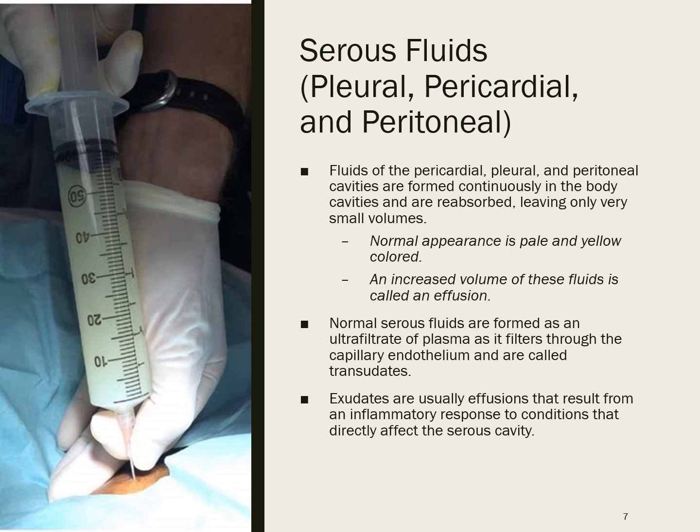So what we do is the physician would draw the fluid off in a sterile environment and submit that fluid to the lab. Typically something like this with a very large needle, sometimes with your peritoneal fluids, there's so much fluid in that cavity that they actually use really large bags to put that fluid in. And so this type of fluid, a normal serous fluid, is formed as an ultrafiltrate of plasma as it filters through the capillary endothelium, and this is called a transudate.